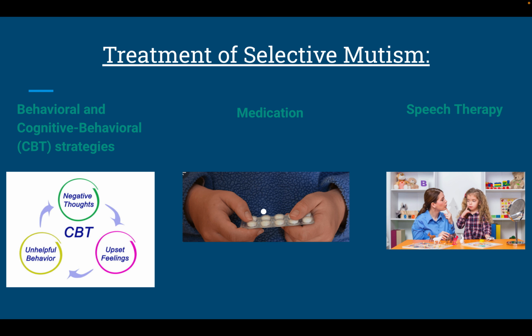Okay, so how do we treat selective mutism? There are several approaches. I'm briefly showing three treatments that I found in my research. Of course there's CBT, which uses behavioral and cognitive behavioral strategies. If you're familiar with that, it's the idea that you have negative thoughts, and it's a cycle. You have these upset feelings, and then it results in unhelpful behavior.